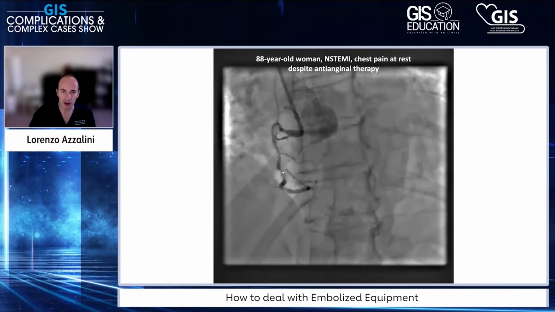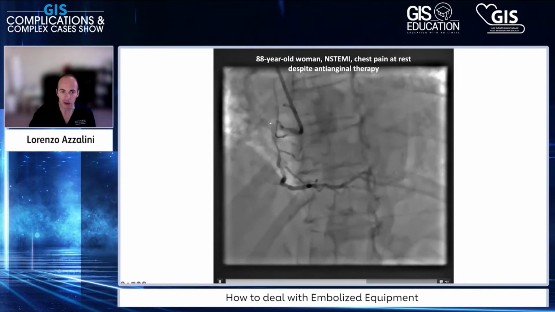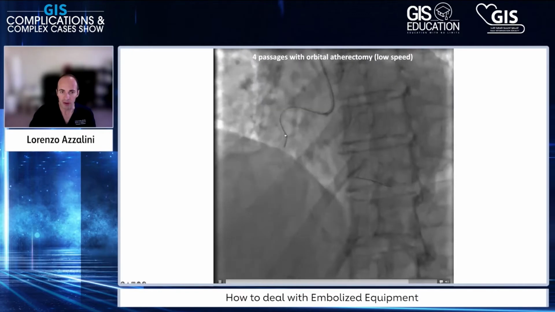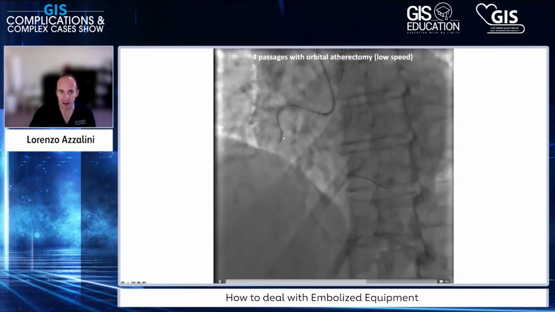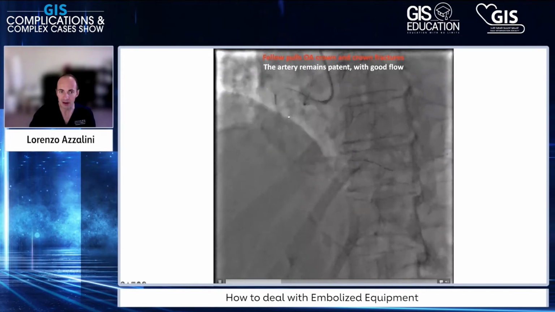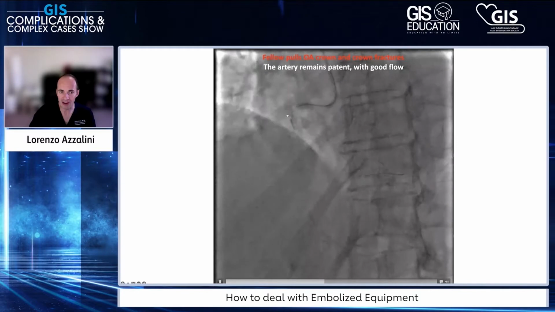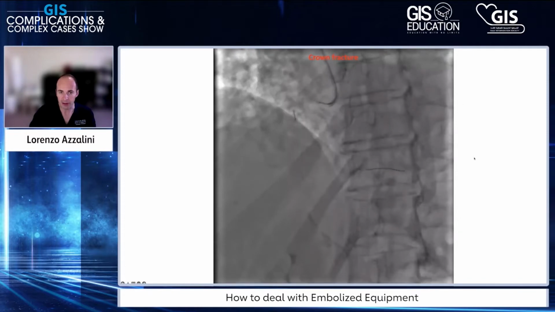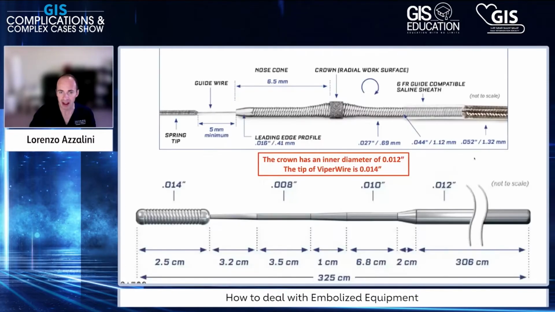So this is a case of a little old lady, 88 years old, with a tortuous and calcified RCA. We do atherectomy, 4 passages with orbital atherectomy, but then the fellow, when pulling back the device, does not feel there is resistance. And so what happens is that the crown gets fractured here. The vessel is still patent.